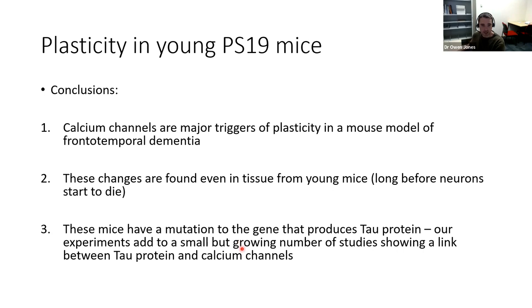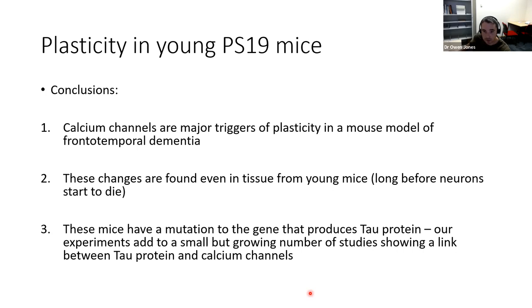I have funding from the Neurological Foundation to continue this. And we have some very important questions that I'll get to in a bit that we need to address. But the conclusions that we have so far are that calcium channels, for some reason, have become overactive in this mouse model of frontotemporal dementia, and they're now major triggers of multiple types of plasticity. And that these changes are found even in very young mouse brains, long before other changes are seen, long before neurons start to die.